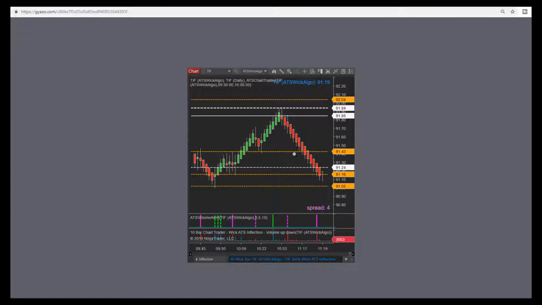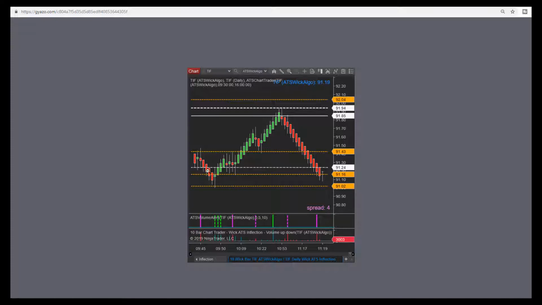This is a chart of TIF, T-I-F. This is the smaller 10 setup bar. This is a 10 wick bar. It is plotting the daily inflection points. See the daily right there? So these are the same inflection points you're seeing on the other charts. This dashed line represents the day before. This represents 3 days before, and this represents 2 days before.